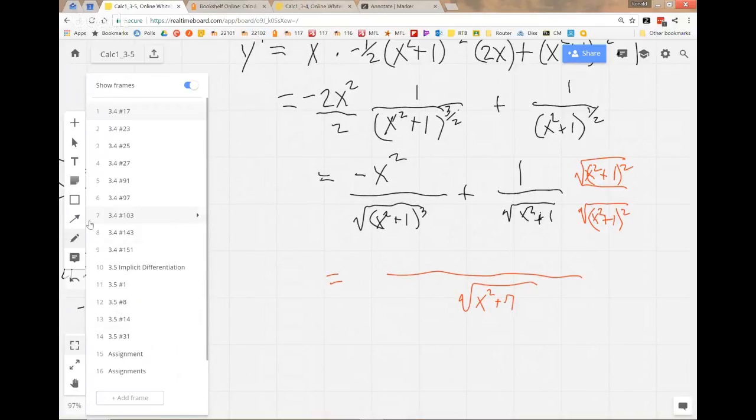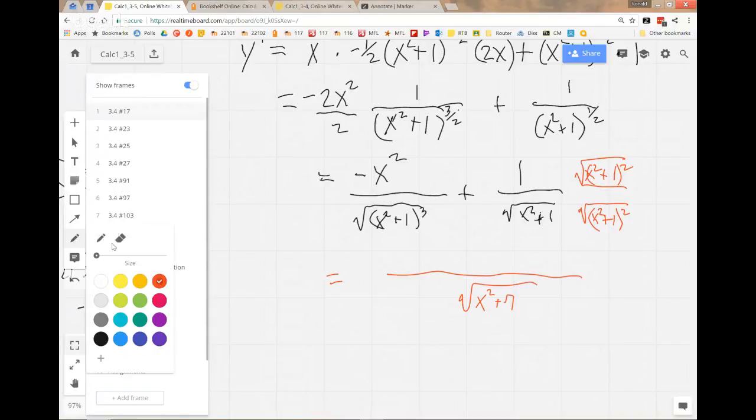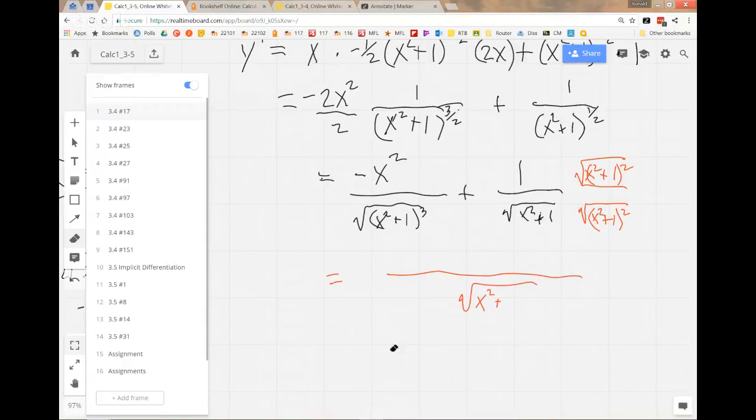Oh, a little bit of a mess. Hang on. So x squared plus 1 cubed. And on top, by the way, what is the square root of x squared plus 1 squared? It's x squared plus 1. So negative x squared plus x plus 1. Now I guess that's simpler because now we have it in one fraction.